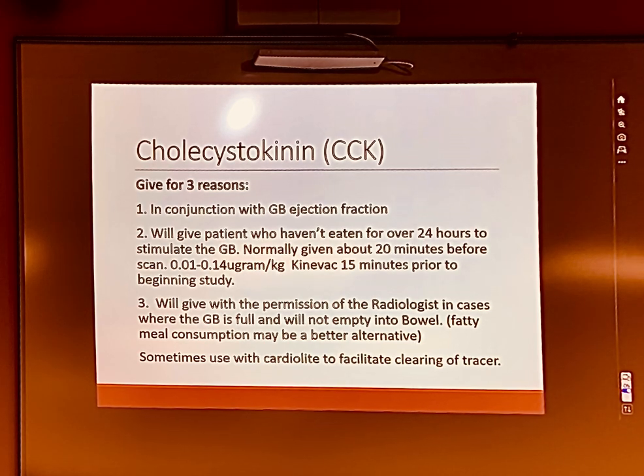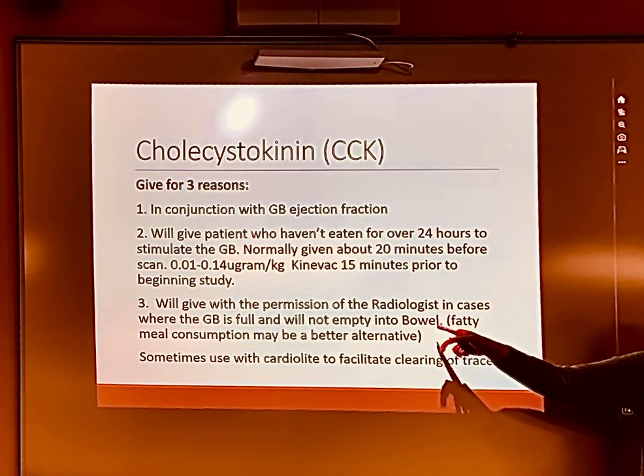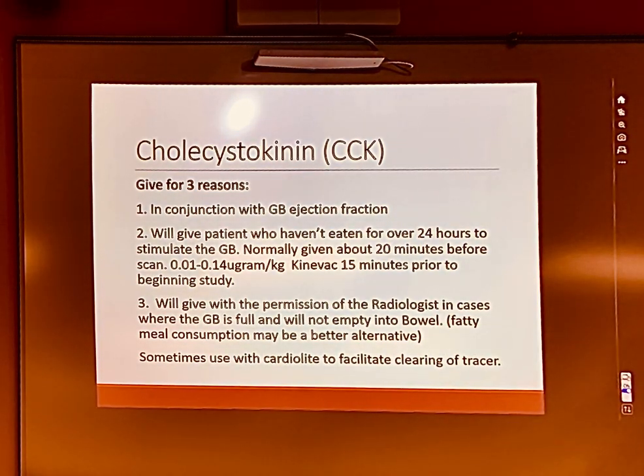You can also give this drug with the permission of the reading radiologist, where the gallbladder is full, but it will not empty into the bowel. I will tell you that the only time the radiologist will allow this is if they have an ultrasound, sometimes CT, but usually it's ultrasound, proving that that patient does not have gallstones. You have to have proof that the patient doesn't have a physical obstruction of that gallbladder.